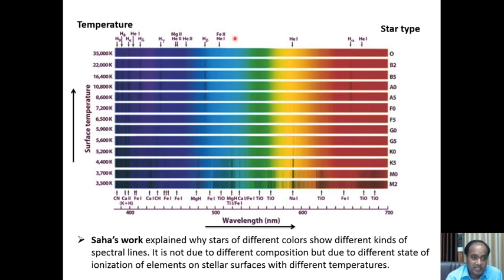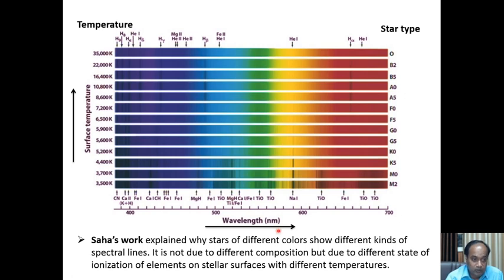And what was seen in this spectrum is that the stars which appear bluer, which are the hotter stars, have fewer absorption lines, and stars which are redder, or which have low surface temperature, have lots of absorption lines. And this was not really understood. The spectrum was known for many stars, but it was not really understood until Saha published his ionization equation and explained why stars of different colors show different kinds of spectral lines.